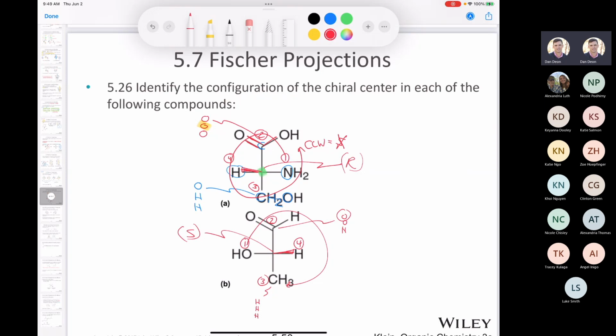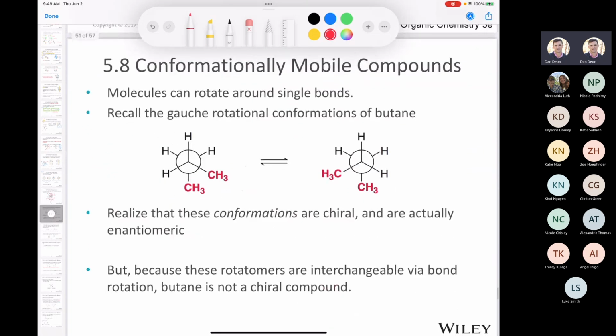Section 5.8 is kind of an interesting section. It deals with what are called conformationally mobile compounds. I just want to go over it with you quickly just so you have a rough idea of what it's talking about. You're going to have to go and read it yourself. And good news is it's a very short section. You can read it in probably 3 minutes. It's not very long at all.